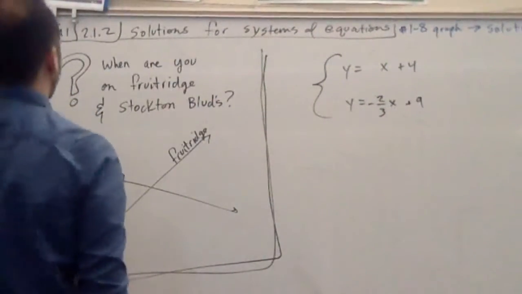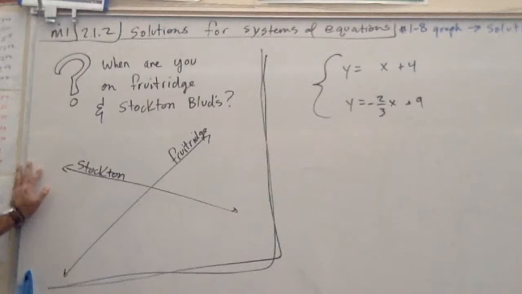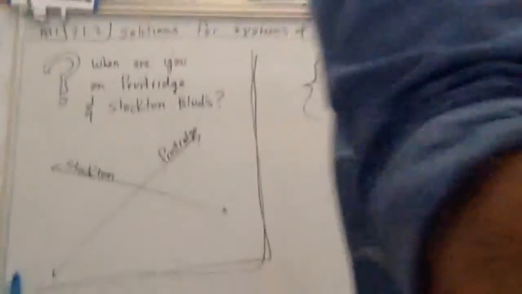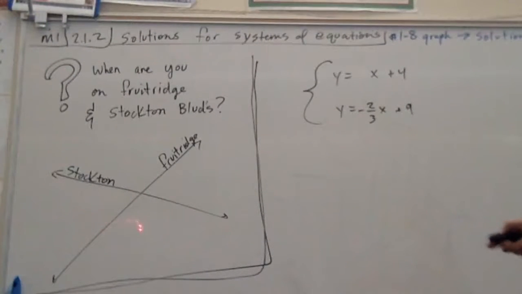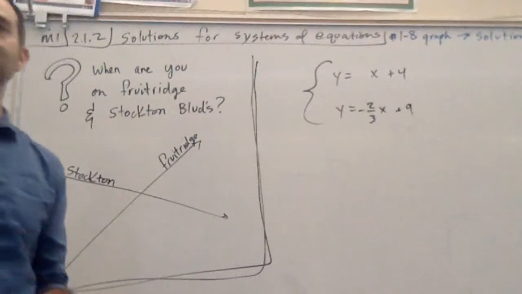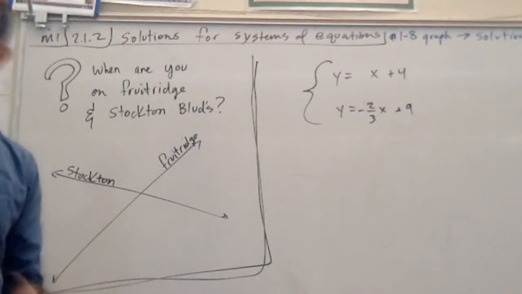All right, so today is 2.1.2. My question to start is, when are you on Fruit Ridge and Stockton Boulevard? So you're traveling on Fruit Ridge, and you pass by McDonald's, pass by the Chevron. When should I stop and be on both of the roads? Right there. So my car stalls, I just leave it in the middle of the road, I go back, get some McDonald's. And my car is still on both boulevards. It's right in the middle, right? So how long should I leave my car in the intersection?